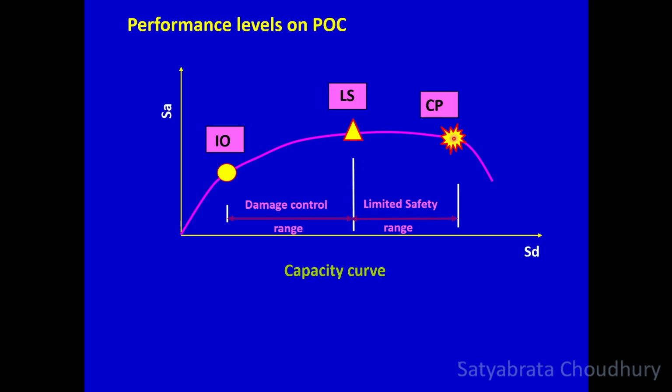And between LS and CP also you have so many levels, discrete levels, or you can say continuous levels. This is called limited safety range. So you can have a building in the limited safety range or also in the damage control range. If they are falling exactly to those discrete points IO, LS, CP, then those will be called as IO, LS, CP buildings. However, suppose a building lies in the damage control range somewhere here. What is the name of the building? This will also be called as, lying here will be called as an SCP building.